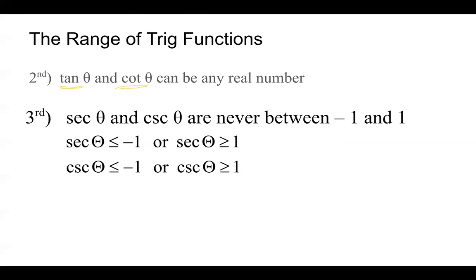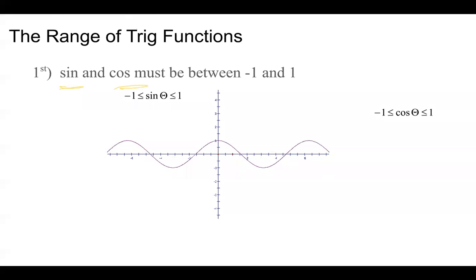And then the other ones, secant and cosecant, are never between -1 and 1. So they're the opposite of the first example. In this one, everything's between here and here. Let me draw it. Now, with cosecant, which is a cousin of sine, and secant, which is the cousin of cosine, they do something like this, make little parabolas.